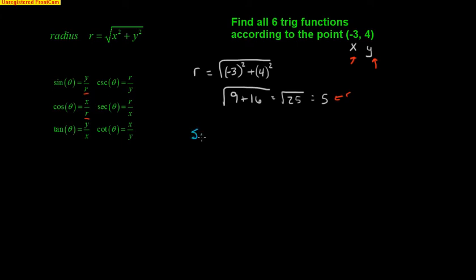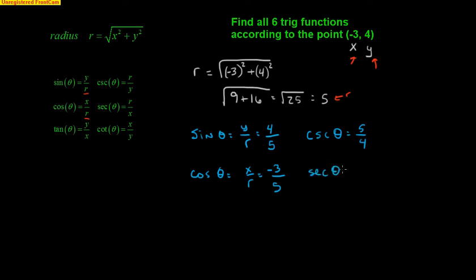I know that the sine ratio is y over r. So what was y in our problem? It was 4, and then all over r, which was 5. So I have sine as 4/5, and that means that cosecant is the flip, or the reciprocal, of that: 5/4. We know that cosine is x over r, and x in our problem was -3, so -3 over 5. And then the reciprocal for that is secant, so we flip that and make that -5/3.